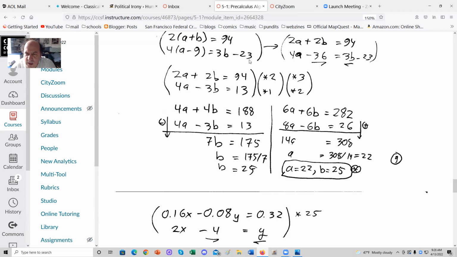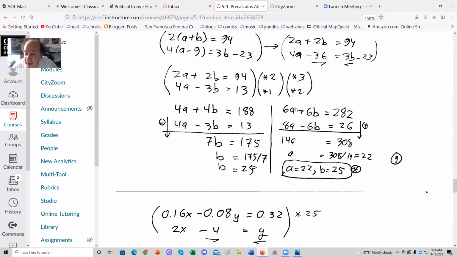Let's rescale the equations so the b's line up. So the first equation rescaled by 3 is 6a plus 6b equals 282. The second equation rescaled by 2 is 8a minus 6b equals 26. Now here I have a 6b and a minus 6b. All right. Now here, instead of subtracting the equations, let's add them. That way the 6b's will cancel.